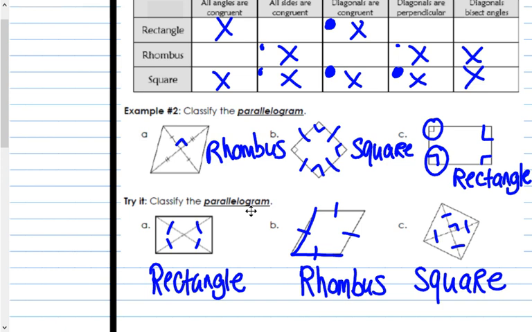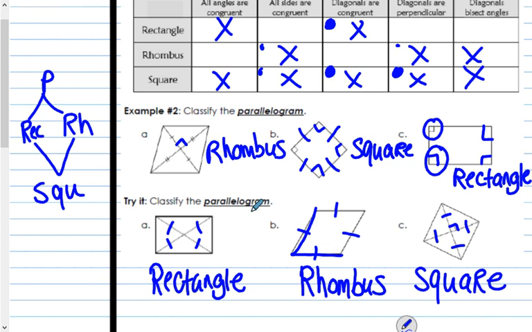So a rectangle is a parallelogram, and a rhombus is a parallelogram. So we have parallelogram, then we have rectangle, and we have rhombus, and then a square is almost like the child of the rectangle and the rhombus. A square is a rectangle, a square is a rhombus. So if it's a square, it's a rectangle. If it's a square, it's a rhombus.